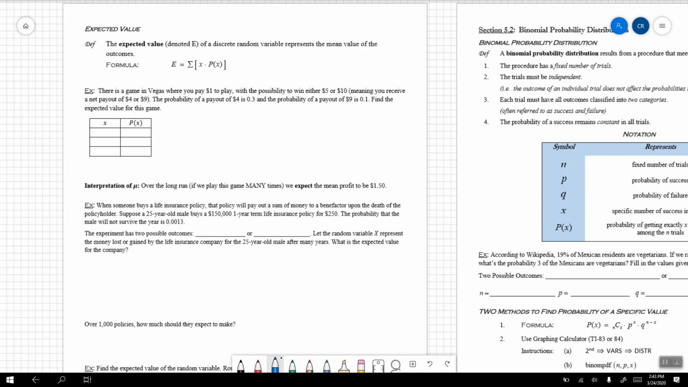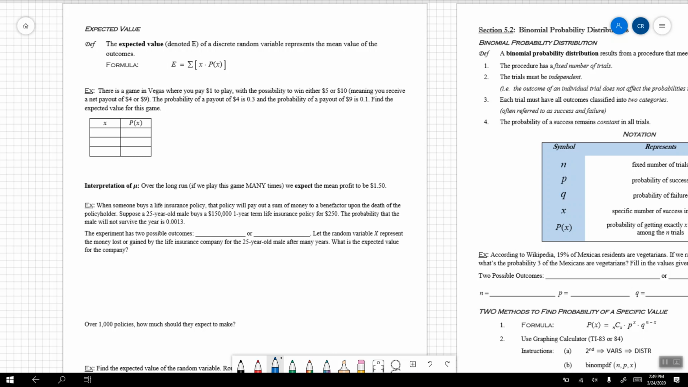So let's go ahead and take some time and read this first example. There's a game in Vegas where you pay $1 to play. The possibility to win either $5 or $10. Now, this means that we get a net payout of $4 or $9 because, again, we paid $1 to play. So the payout of $4 has a probability of 0.3, and a payout of $9 has a probability of 0.1. Find the expected value for this game. In other words, if we play this game long enough, what should we expect to see as our income?